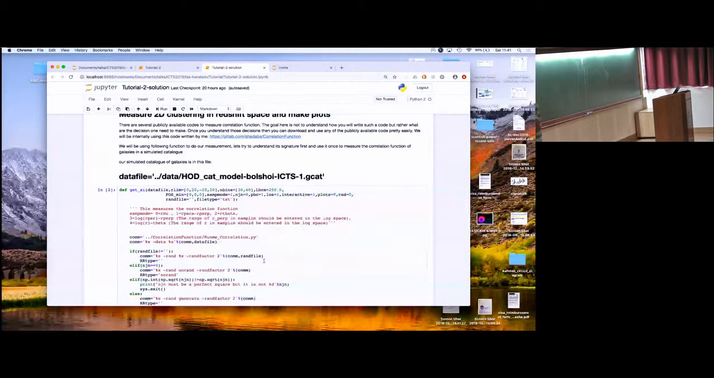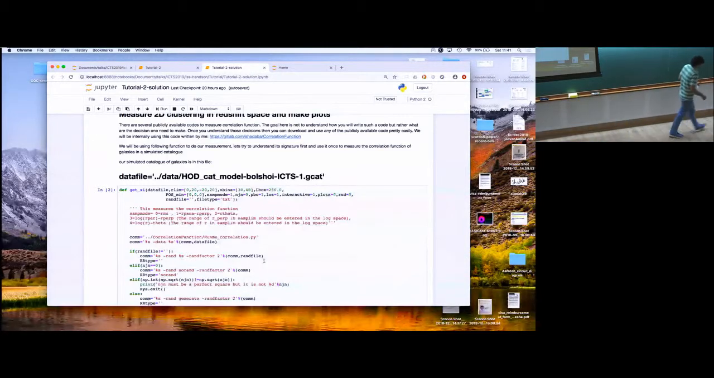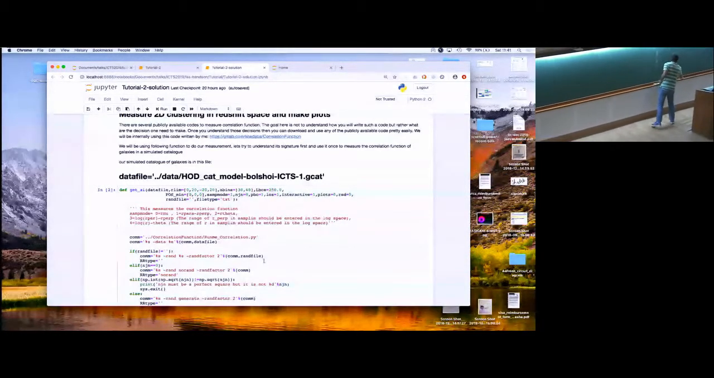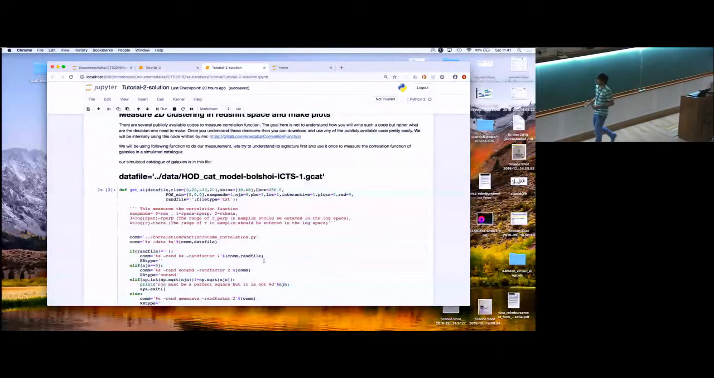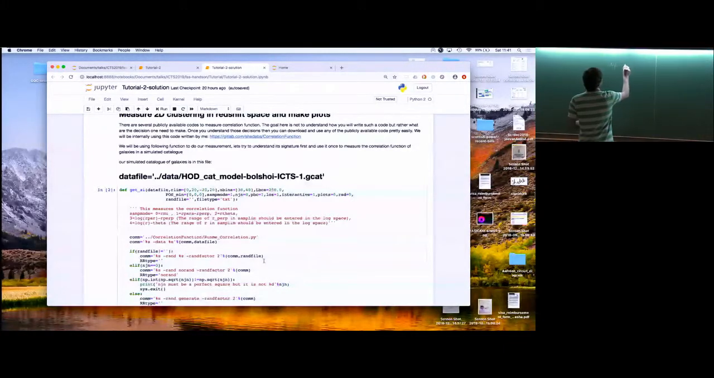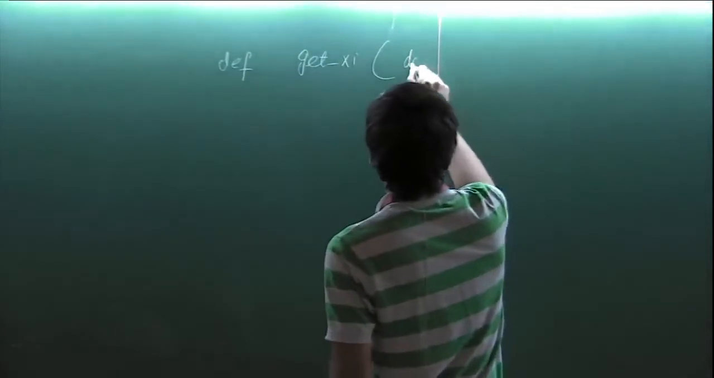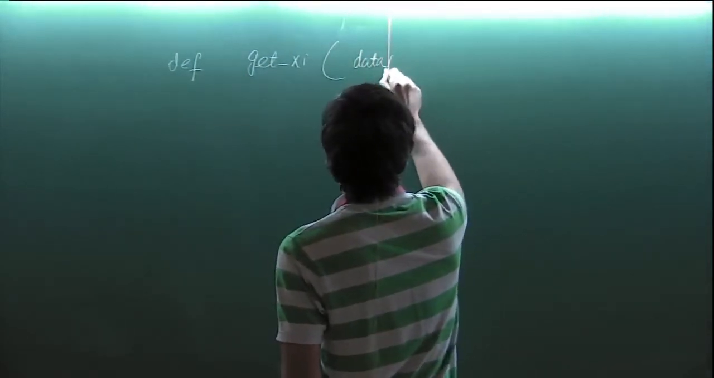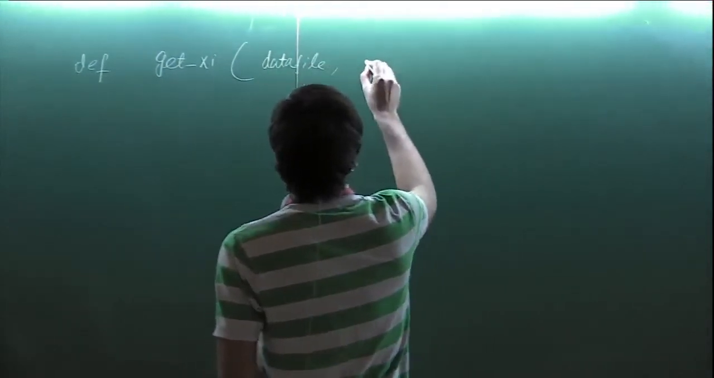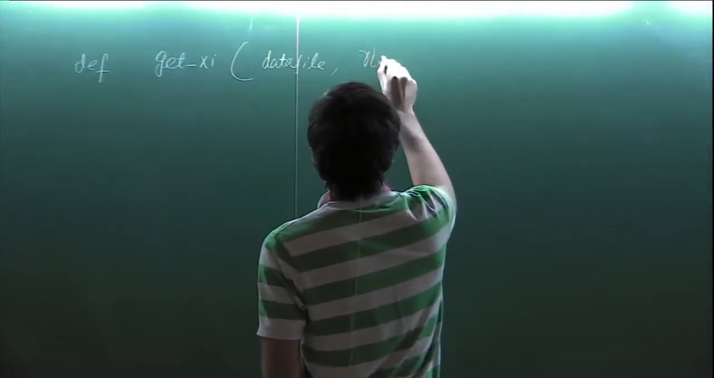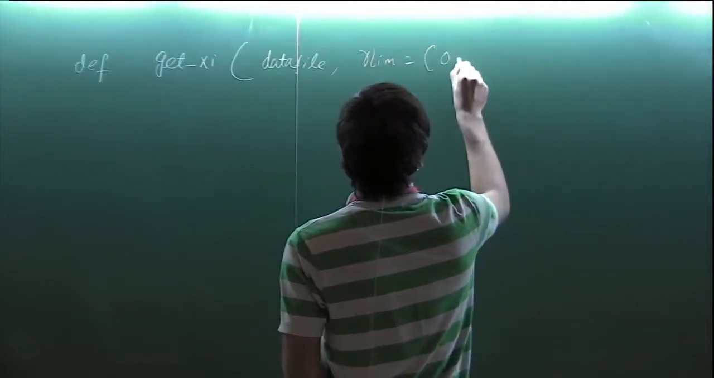In Python, I think this is something I didn't mention, you can declare a function just by saying def, and then the function name, for example, get_xi, and you'll have some inputs. For example, data file here, and then let's say you can have another input which will look something like this.